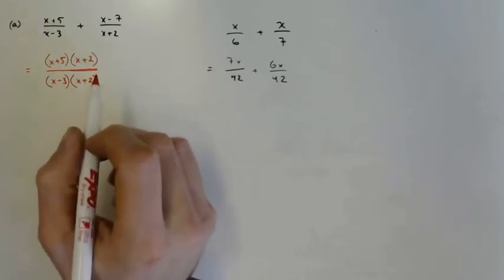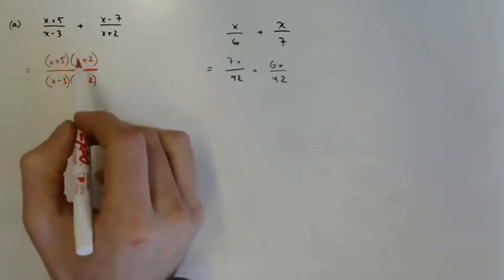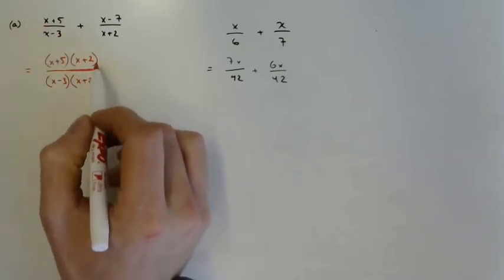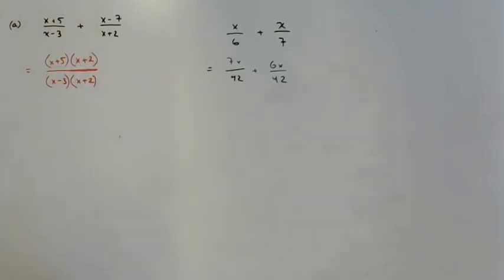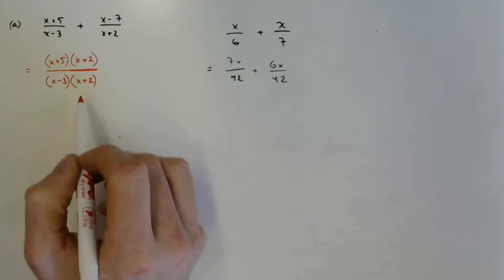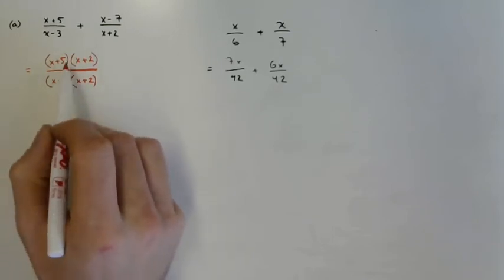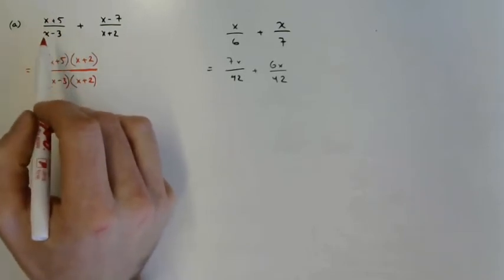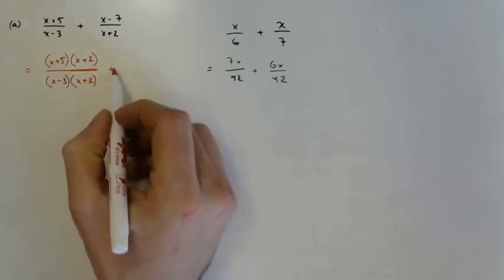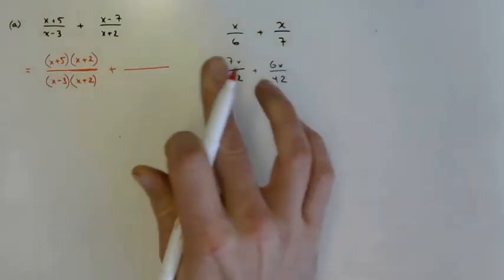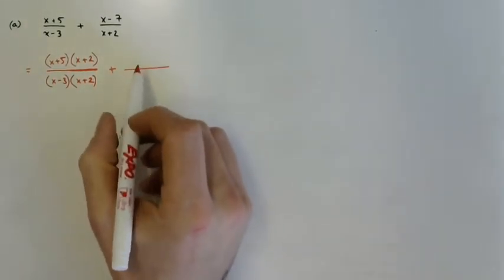Another way to think about this: if we multiplied this rational expression by x plus 2 over x plus 2, what did we really multiply it by? 1. Anything over itself is 1, and anything times 1 is just itself. So we have not changed the value of this expression at all. It's an equivalent expression. We've just made it possible to combine through addition with our next expression, which we're going to modify in the same way.